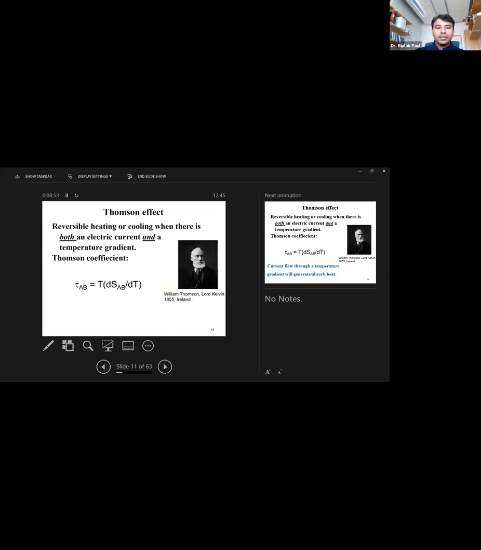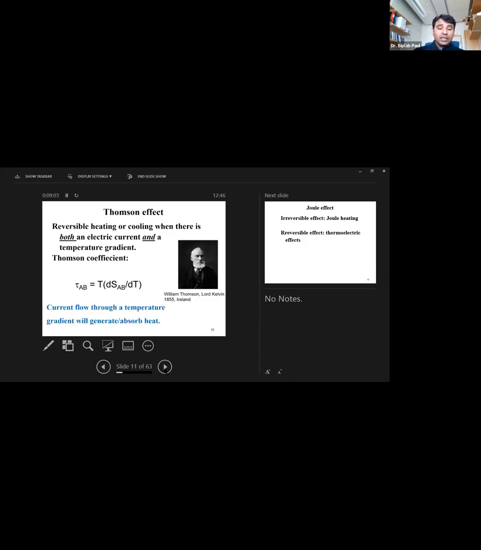There is another effect called the Thomson effect. This is reversible heating or cooling when there is both electric current and temperature gradient. In other words, current flow through a temperature gradient across a specimen will generate or absorb heat depending on the Thomson coefficient, which can have either positive or negative value.